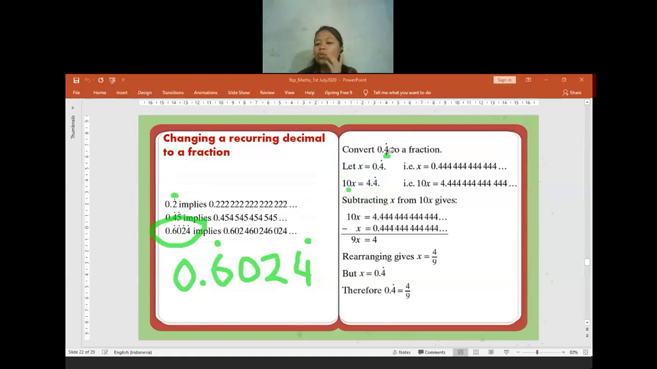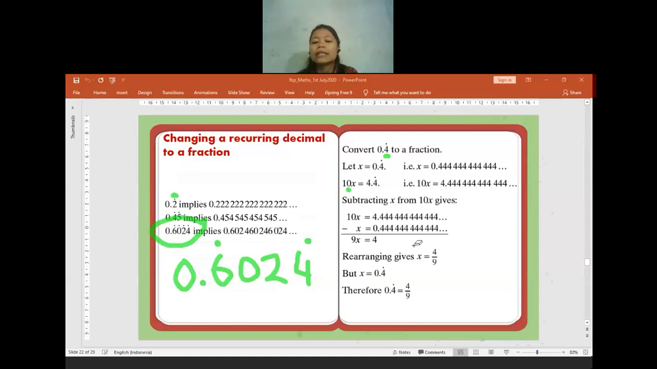If it is one decimal digit that is repeating, I have to find the 10x. The x will be the question given. So x equals 0.4444, never stop. Because only one digit is repeating, I will just multiply it by 10. So I will get 4.4444, never stop. And then I can write it down. I will write the bigger one first and then the smaller one. So I will start writing from the 10x and then x.